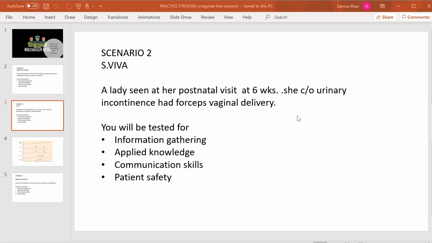Differential diagnosis. Yeah, first it will be urine infection, urinary tract infection. Then stress urinary incontinence and urge urinary incontinence also. You mean detrusor overactivity or overactive bladder symptoms. Yeah, those symptoms, and then voiding dysfunction. But it is 6 weeks, so it is unusual. Still, you can ask about the retention, symptoms of retention.